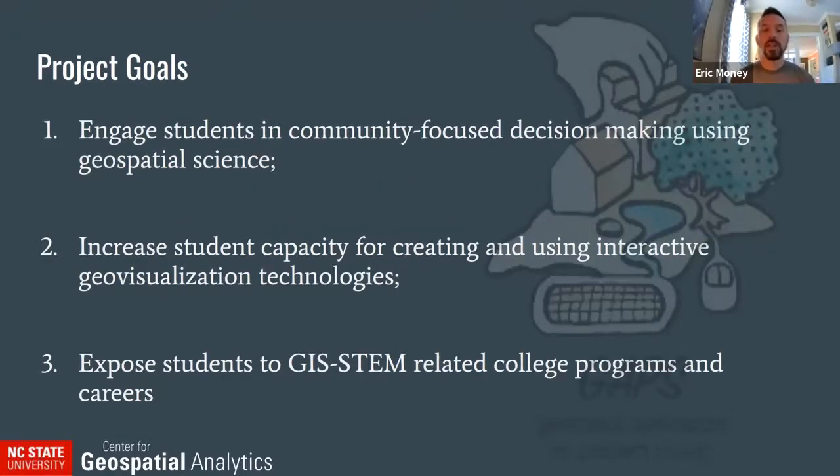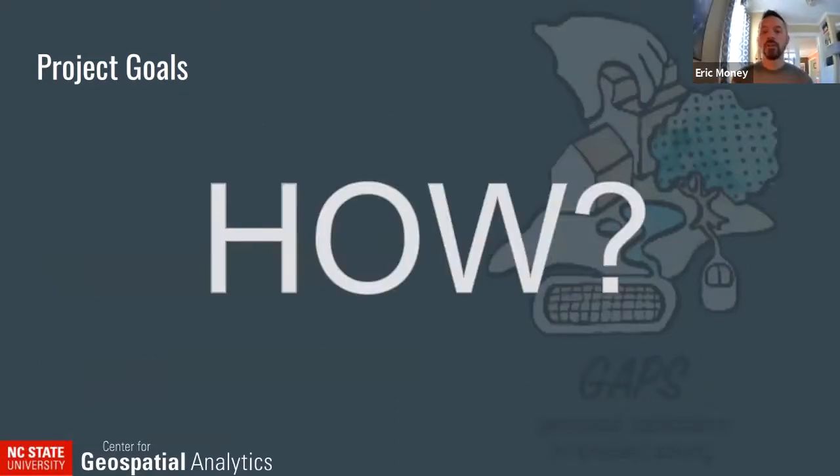And so we set out with several different project goals. The first being to engage students in community-focused decision-making using geospatial science. Second was to increase student capacity for creating and using interactive geovisualization technologies. And then third, expose students to what we call GIS-STEM related college programs and careers. So how do we do this?